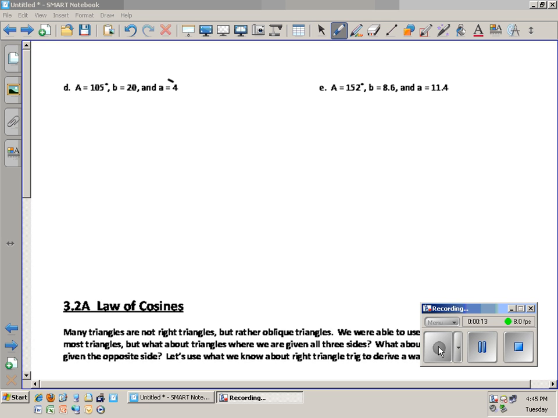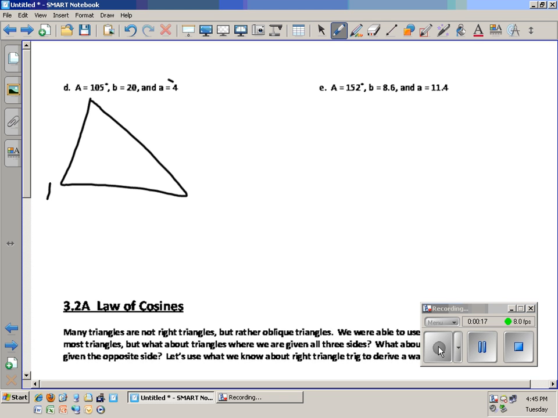These examples are as follows. If you look, as I draw my triangle, A is 105 degrees. Notice I didn't draw an actual angle. It's 105 degrees. It's okay. Angle B, angle C. Side A is 4. Side B is 20. All right.